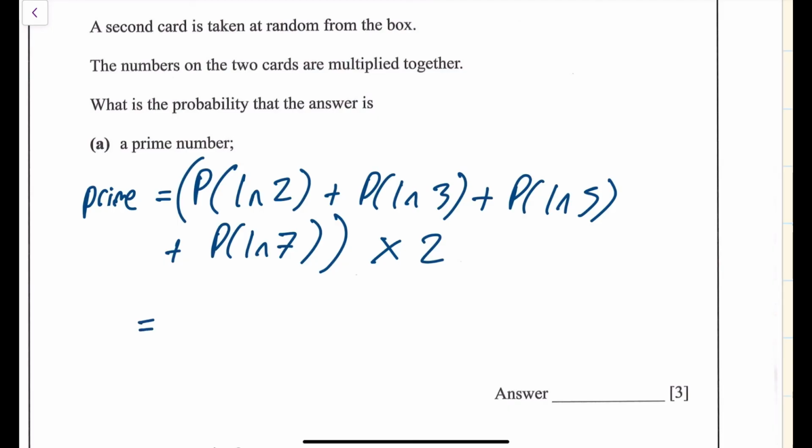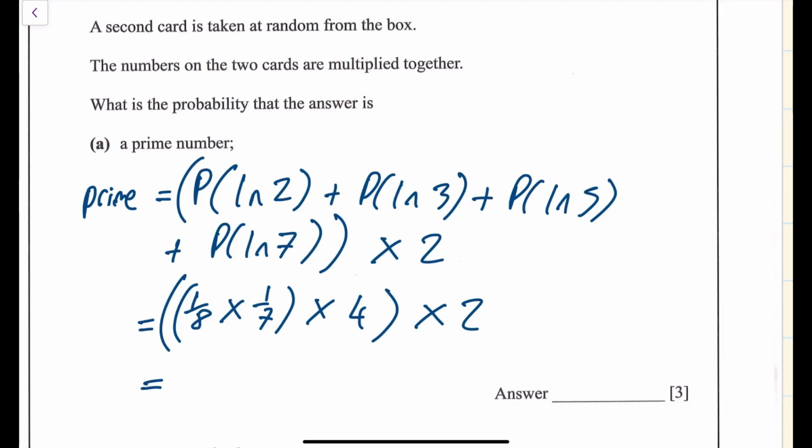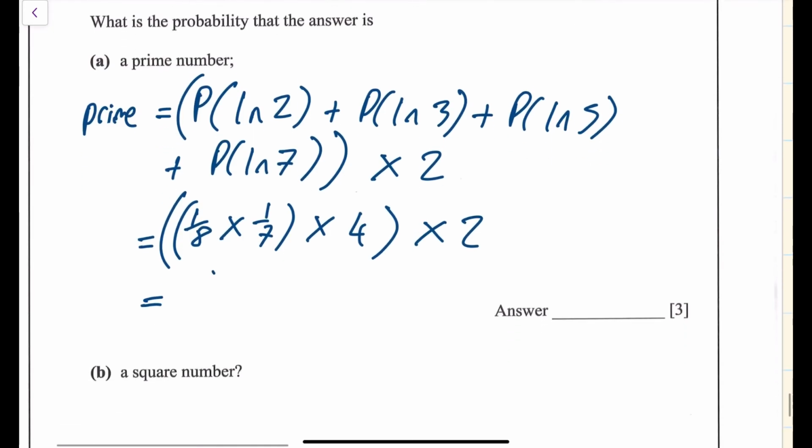So each of them is going to be 1 over 8, the chance of getting the first one. The chance of getting the second one is going to be 1 out of 7. And I've got 4 lots of those, and then I'm going to multiply it all by 2. So if you did all of that, what you will just get is 1 over 7.